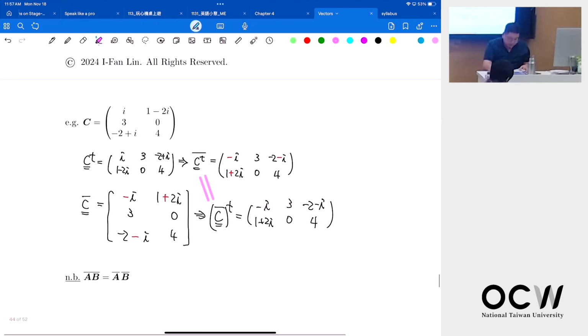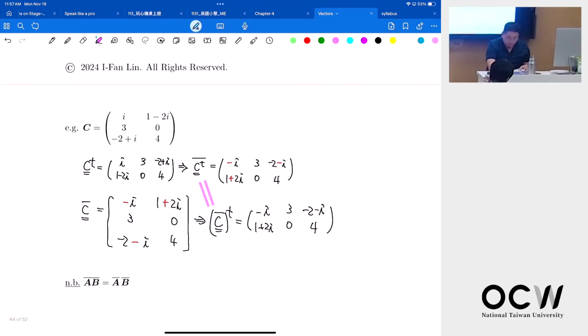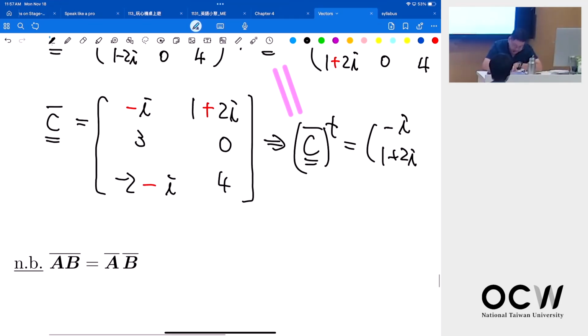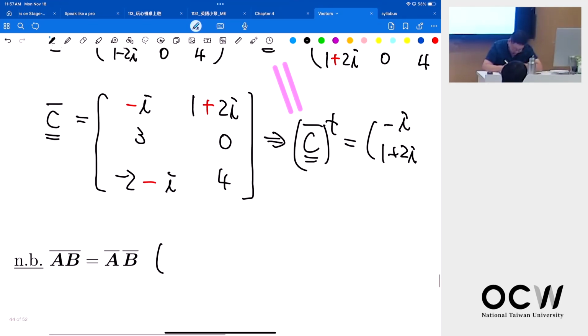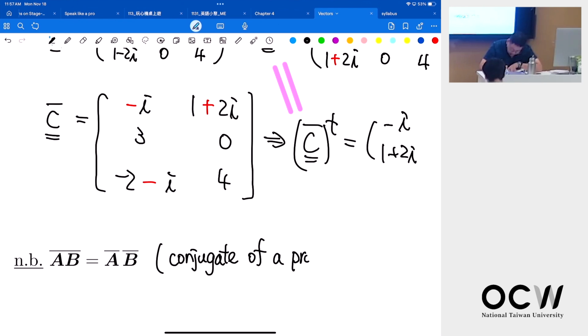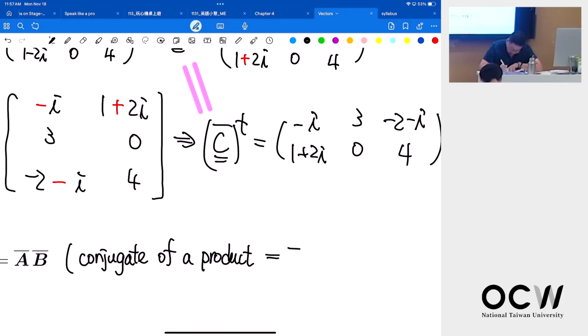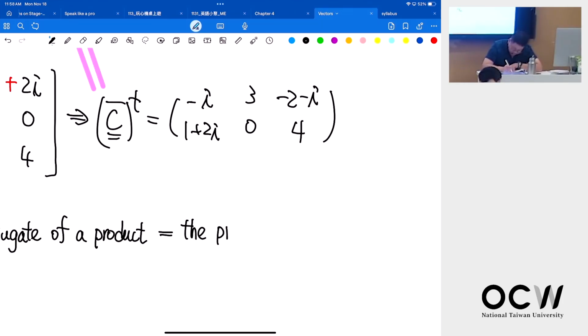Here's a note. If I want to do the conjugation, I can do the product first and then conjugate. And I can also do the conjugation first and then do the product. So here it means the conjugate of a product will be equal to the product of the conjugates.